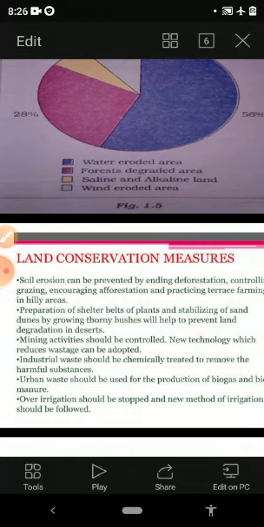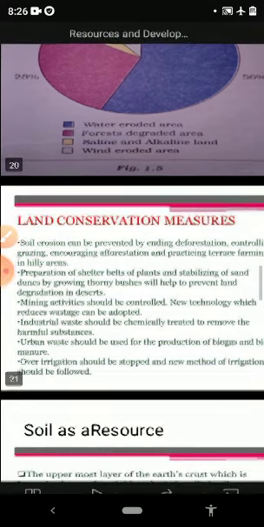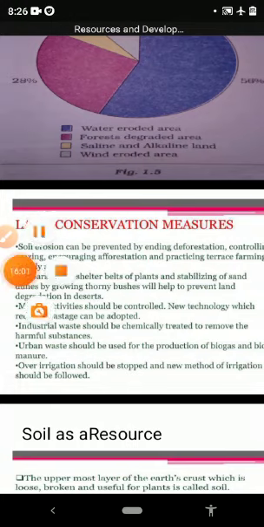We must make concerted efforts to protect land from degradation. About soil as a resource, we will discuss in the next video.